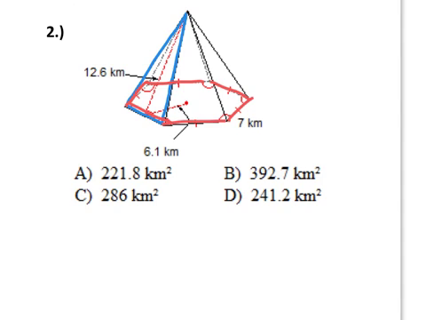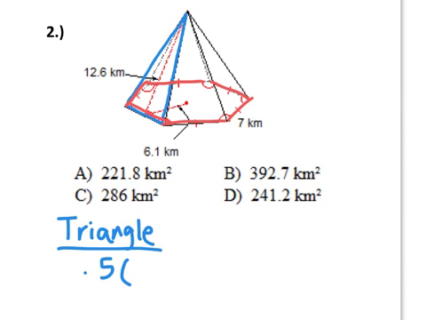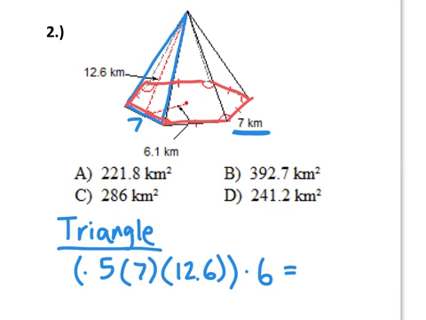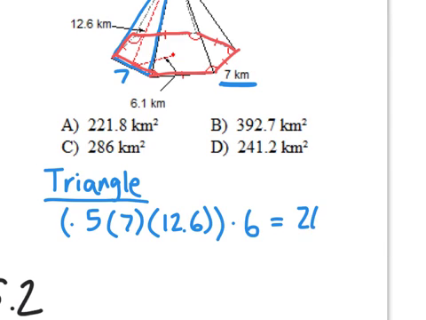So we need to figure out the area of a triangle and then multiply that by 6. So it's going to be 0.5 times, and you can see that each side is 7, so this has to be 7. So 0.5 times 7 times the height, which is 12.6. And then once we figure that out, we want to multiply it by 6 because there's 6 triangles. 0.5 times 7 times 12.6. And then multiply that by 6. That gives 264.6 kilometers squared.